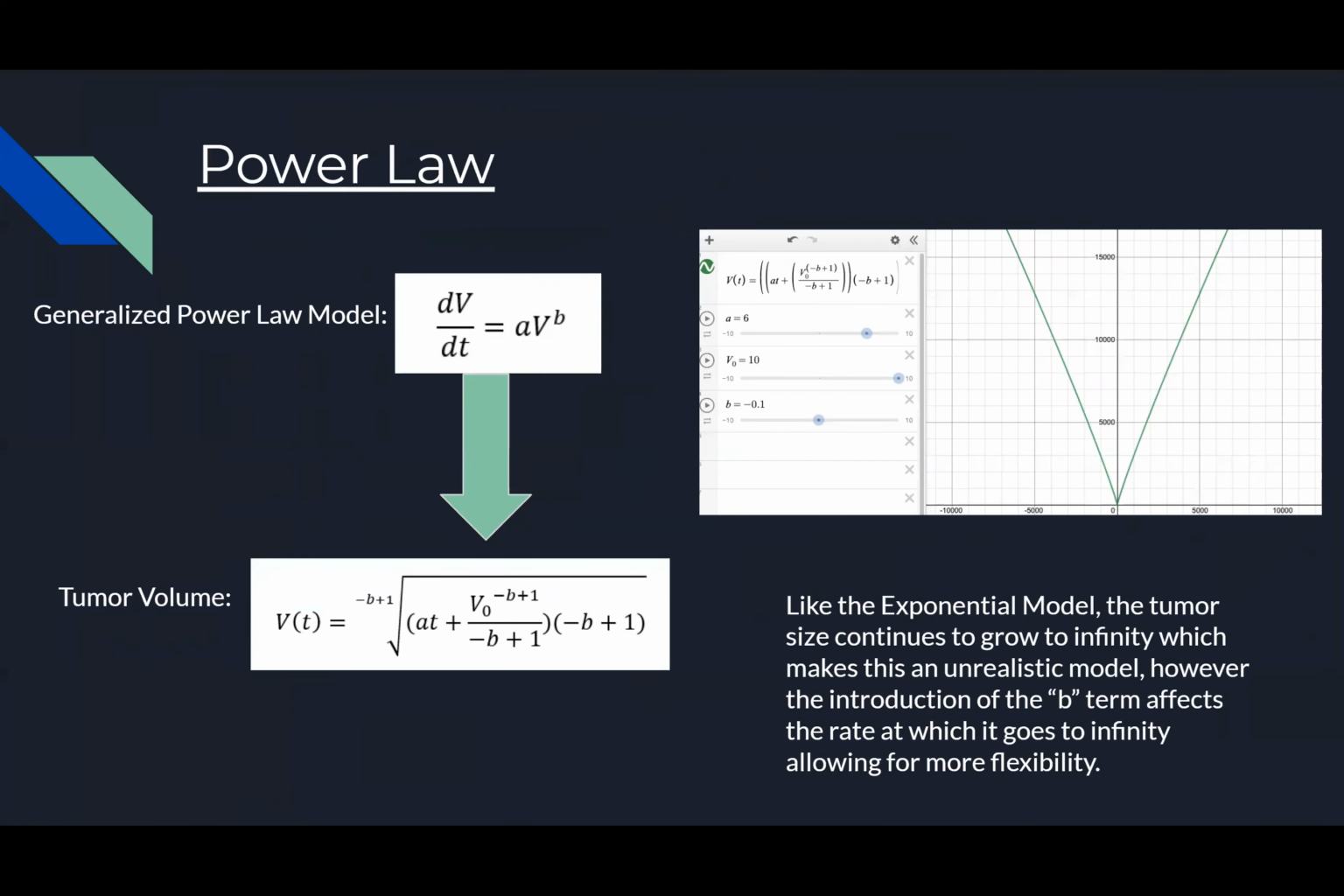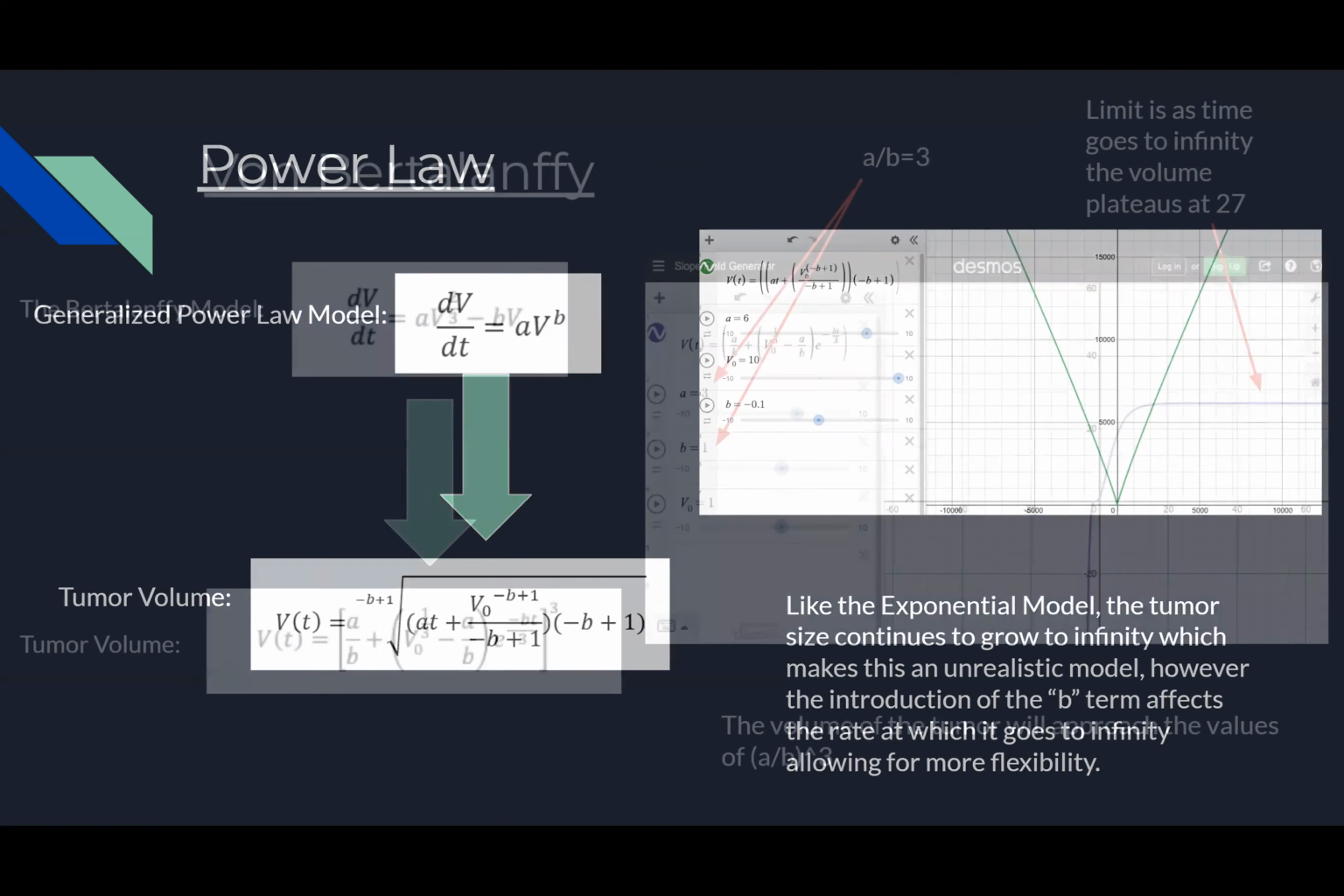Similarly to the exponential model, we were given a generalized model for the power law and computed an equation from it to calculate the tumor volume. Plugging this equation into Desmos, we found that the function also goes to infinity like the exponential model. This is unrealistic because the size of a tumor cannot approach an infinite value. It will eventually hit a plateau in a real life situation. In this case, there's a new term b which was introduced, affecting the rate at which the function goes to infinity.